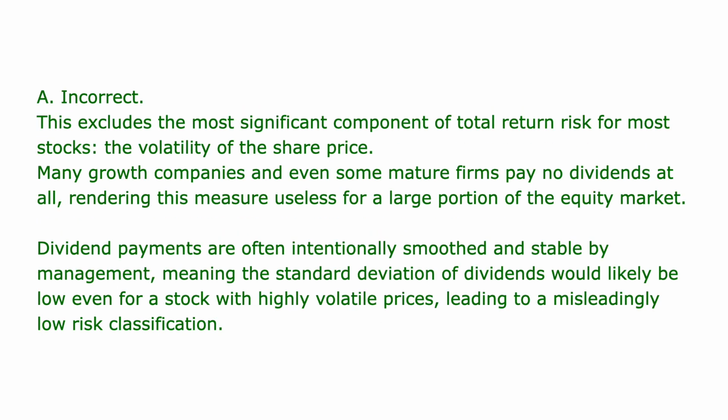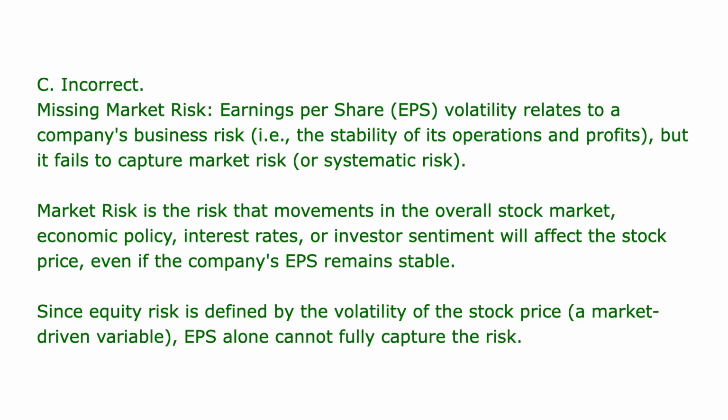A. Incorrect. Dividend yield is an inadequate measure of total return risk for stocks, as it excludes share price volatility and is often manipulated by management. C. Incorrect. Earnings per share, EPS, volatility only captures business risk, not market risk, which is the risk of stock price fluctuations due to external factors.